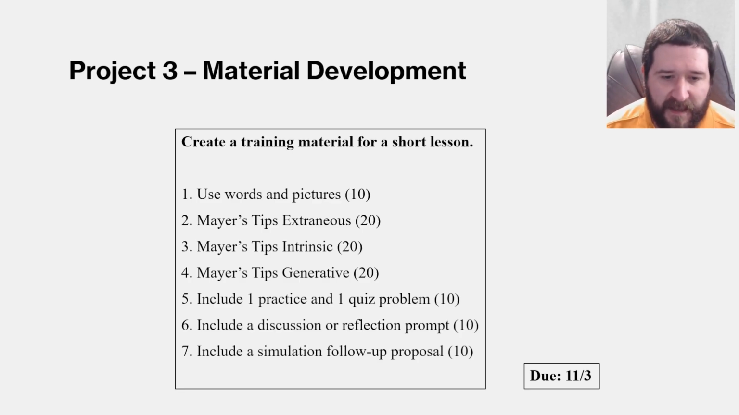Essentially, just saying, what simulation would follow this lesson well? You don't have to create the simulation. I just want the basic idea. Okay? So that's going to be Project 3.